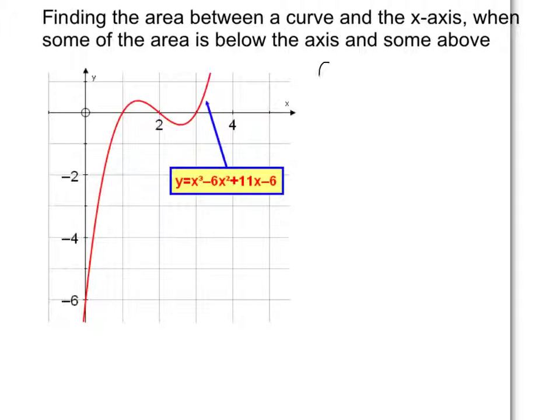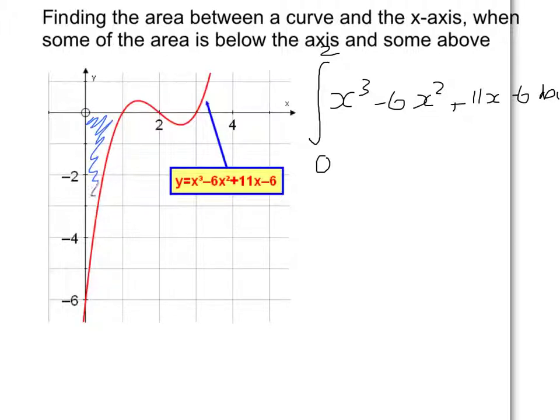So we're going to find the integral, and I want to find the area between x equals 0 and x equals 2 of that curve. So that's x cubed minus 6x squared plus 11x minus 6, and that's all with respect to x. We put equal dx at the end. And as you can see from the graph, some of that area is here, which is below the x-axis, and some of the area is here, which is above the x-axis.